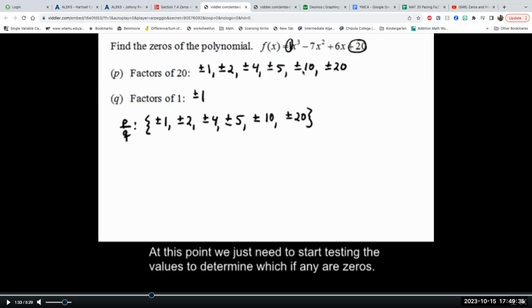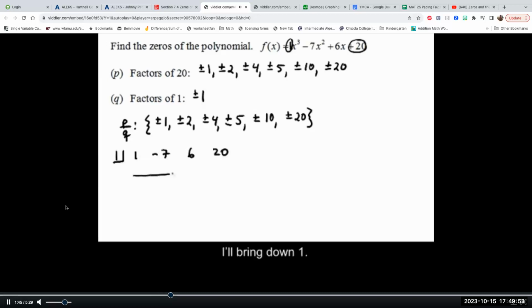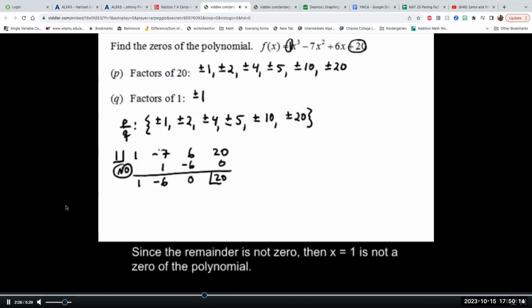All right, so again, once you get your p values, you divide them by your q values here. So I'll start with 1. I'll set up the synthetic division. I'll bring down 1. Then 1 times 1 is 1. Adding negative 7, we have negative 6. Negative 6 times 1 is negative 6. And added to positive 6 gives us 0. And 20 plus 0 gives us a remainder of 20. Since the remainder is not 0, then x equals 1 is not a zero of the polynomial.